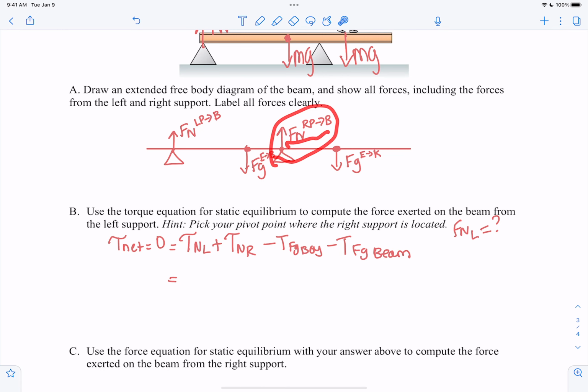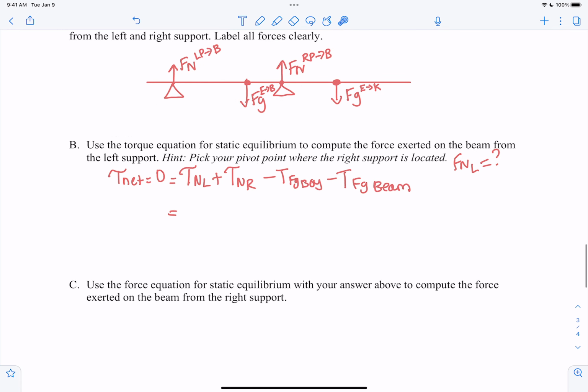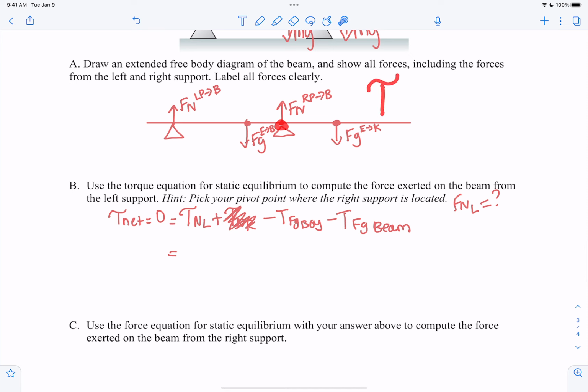Yes, there's a force there that we'll figure out later in part C or something, or it'll factor in later on. But the fact that it's not exerting a torque will enable us to forget about it here, figure out the torque for L, and then from the torque we can figure out the force. If we pick the pivot there, then the torque of the right support is the normal force at the right times r times sine of the angle. Well, the angle is going to be 90 degrees, so sine of 90 is 1.